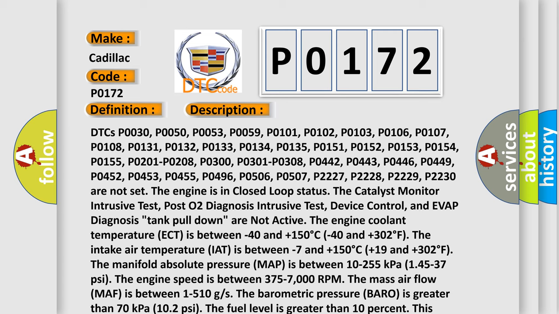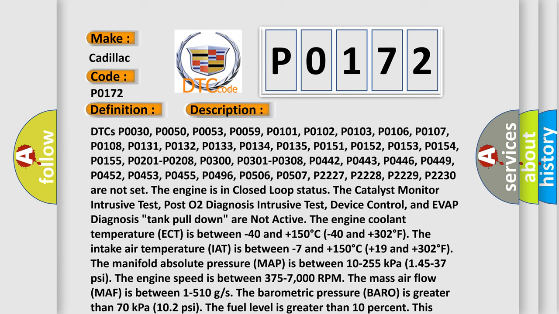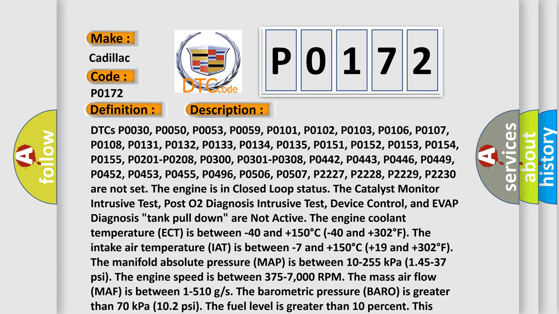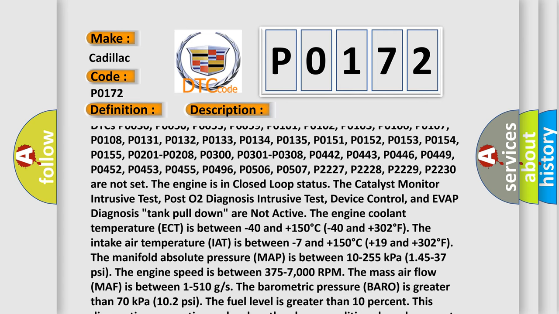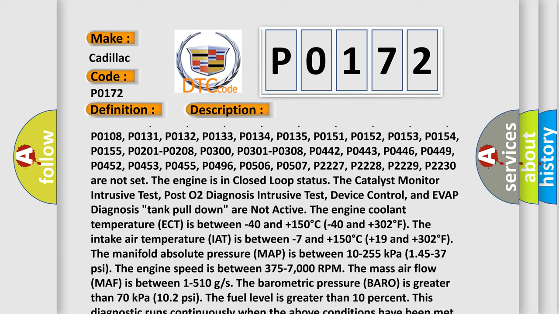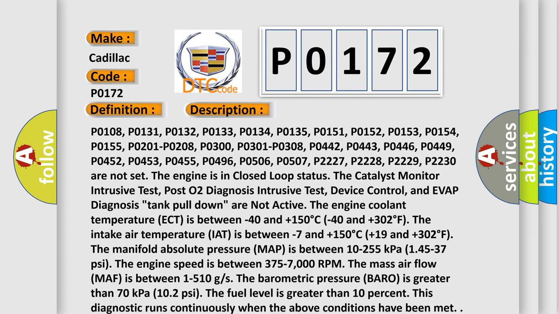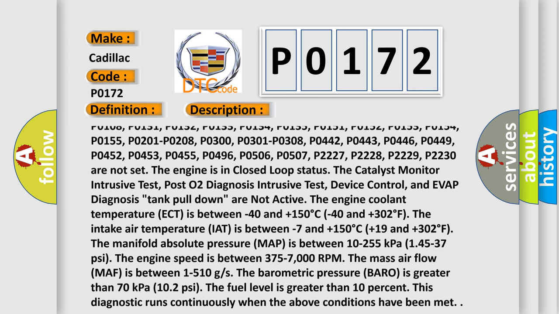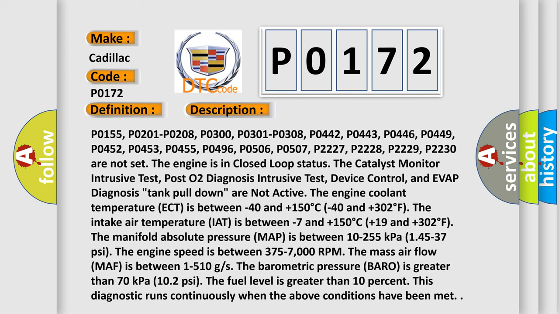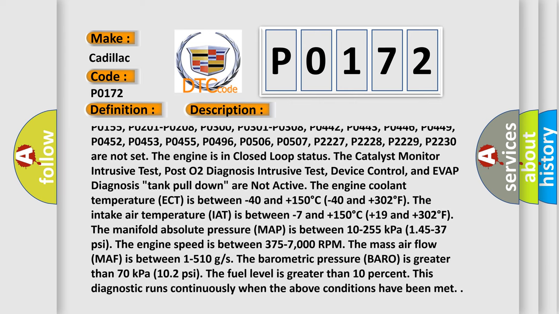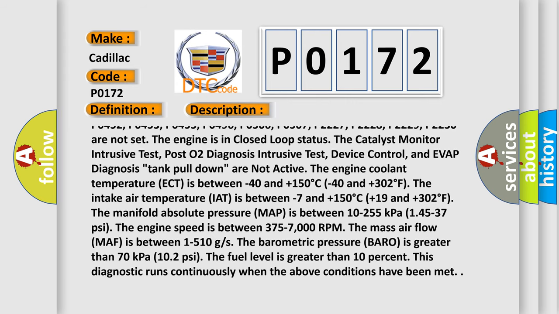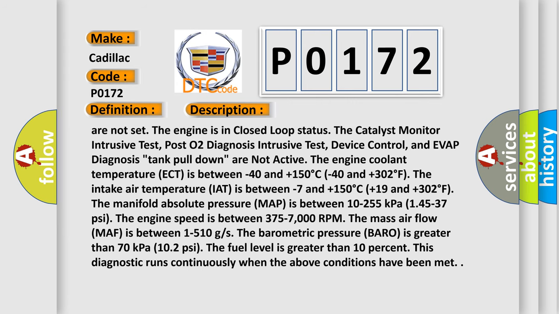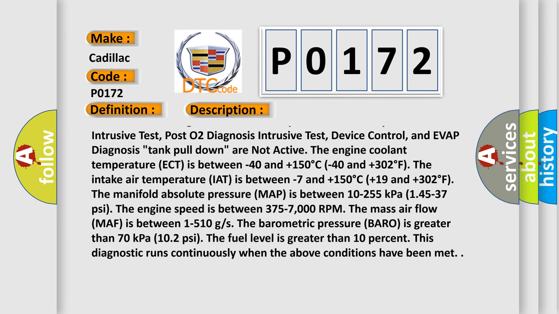DTCs P0030, P0050, P0053, P0059, P0101, P0102, P0103, P0106, P0107, P0108, P0131, P0132, P0133, P0134, P0135, P0151, P0152, P0153, P0154, P0155, P0201, P0208, P0300, P0301, P0308, P0442, P0443, P0446, P0449, P0452, P0453, P0455, P0496, P0506, P0507, P2227, P2228, P2229, P2230 are not set. The engine is in closed loop status.